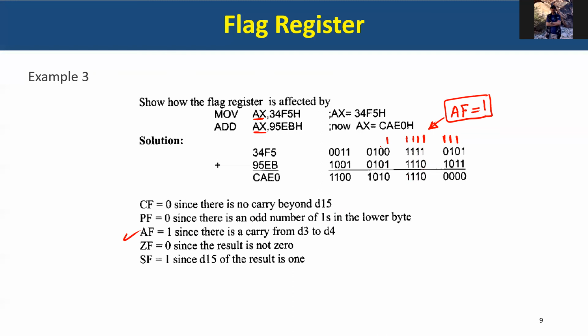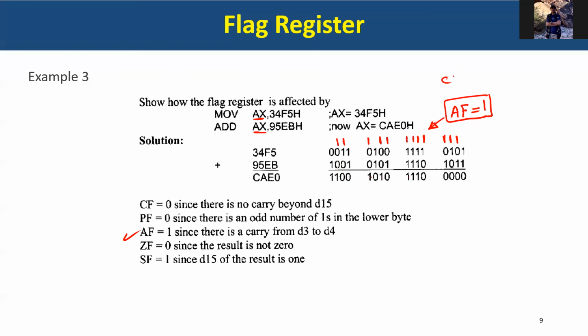1 plus 1 is 0, and we have a carry of 1. 1 plus 0 is 1. 1 plus 1 is 0, and we have a carry of 1. 1 plus 0 is 1. 1 plus 1 is 0, and we have a carry of 1. 1 plus 1 is 0, and we have a carry of 1. 1 plus 0 is 1. 0 plus 1 is 1.